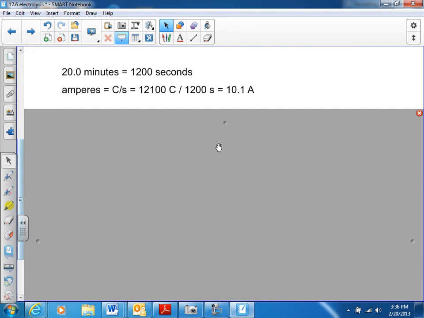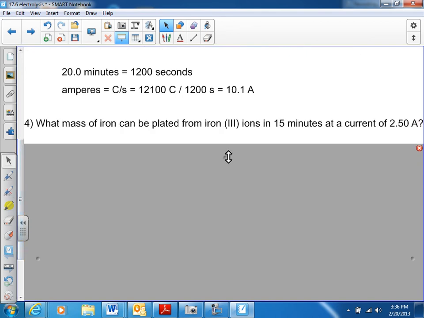And if you want to do these on your own, just pause. Once you see the question, go ahead and pause or listen and follow along with me. This time we have time and current. So current, we know, is coulombs per second. So this is going to be 2.5 coulombs per second. We know we can get seconds from this. So if we look at seconds and coulombs per second, that gives us coulombs.